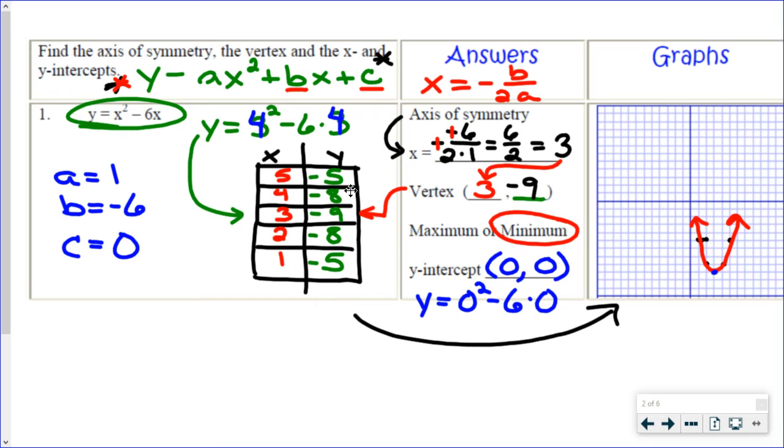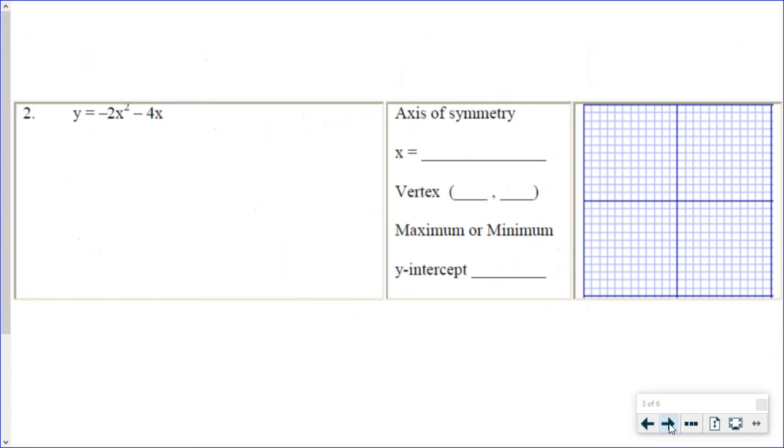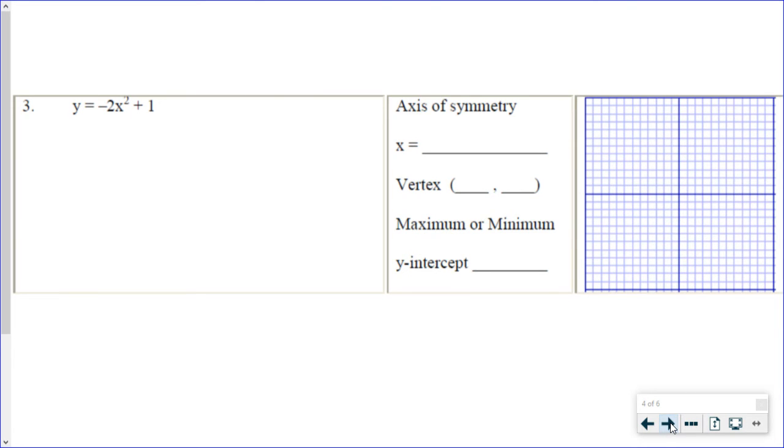Okay. So far, so good. Let's try number 2. Okay. Here we go. Actually, I'm going to skip number 2. Go on and let's try number 3. This should be number 3. Okay. First thing, rewrite this in y equals ax squared plus bx plus c.